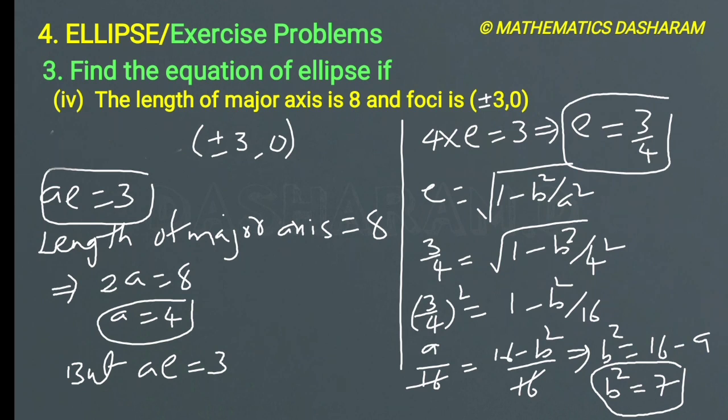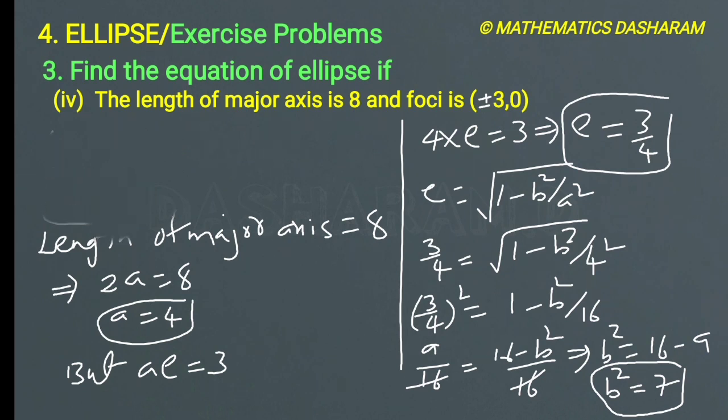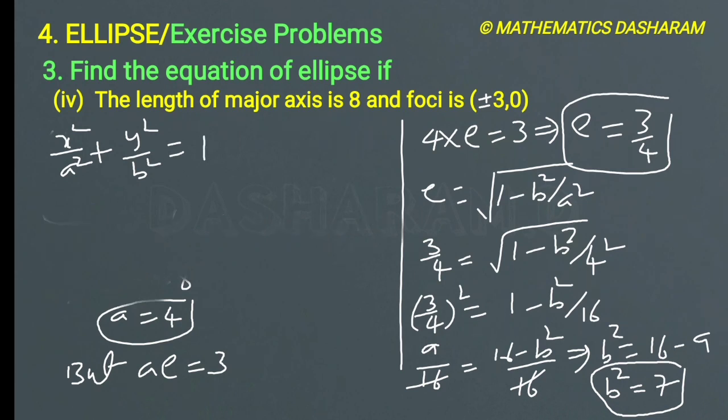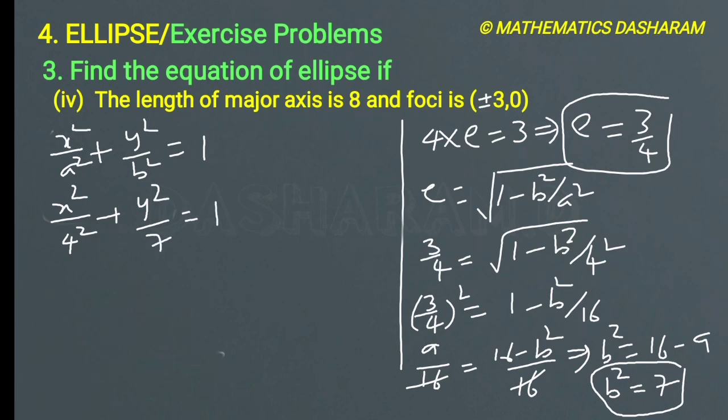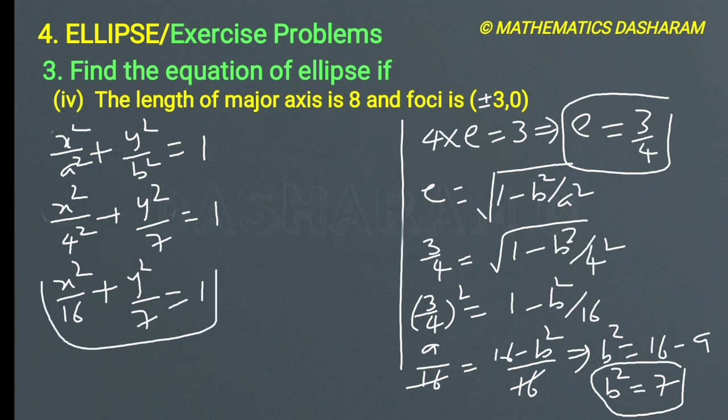So now the standard form of an ellipse is x square divided by a square plus y square divided by b square equals 1. Let's substitute the a and b values in this. x square divided by a square, a square is 4 square. y square divided by b square, we have a direct b square value, that is 7. So then the required answer is x square divided by 16 plus y square divided by 7 equals 1.